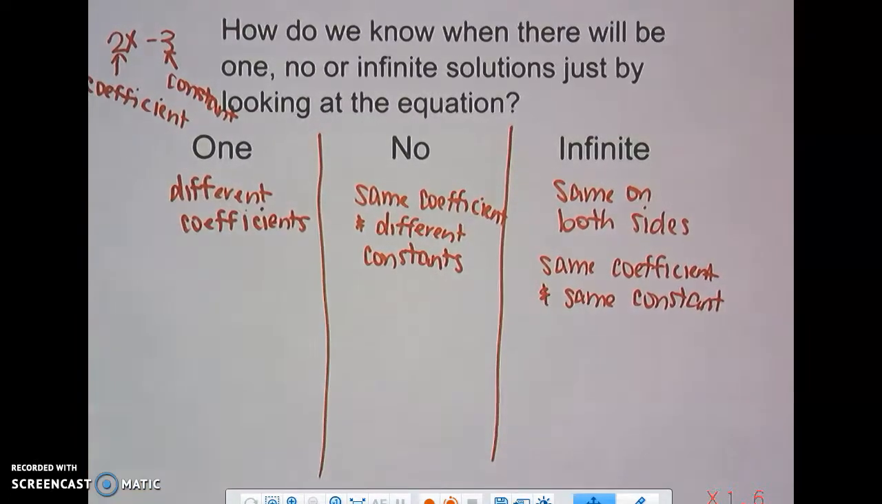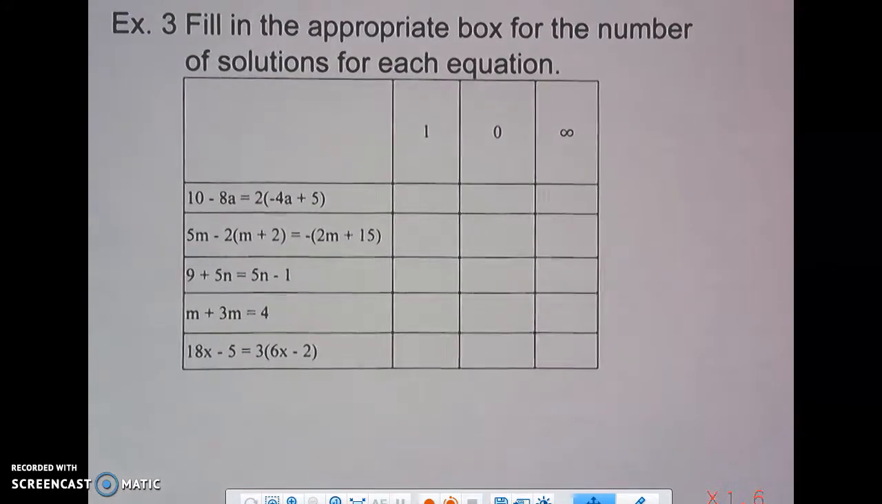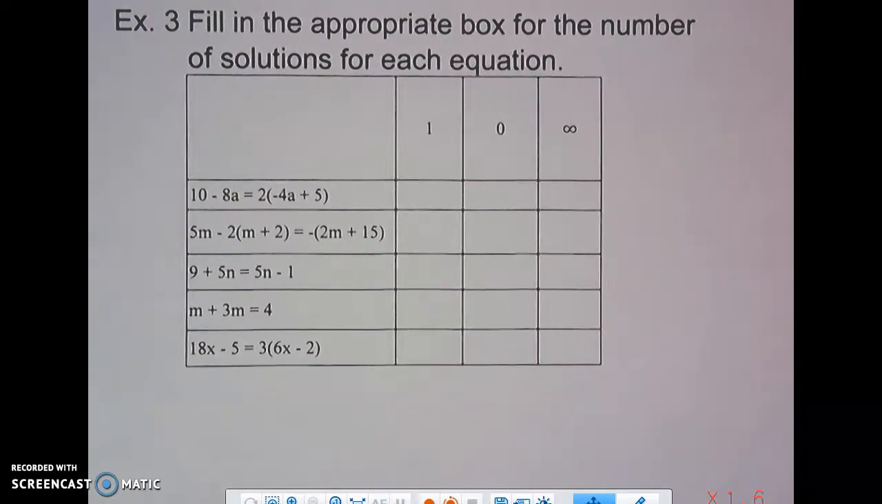The constants could be the same or not, and that doesn't really matter, but we just know that we need different coefficients for one solution. All right, we're going to take a look at a couple of different charts and the way that these questions could be asked. This seems like a very overwhelming process right now, but as long as you just take your time with it, we're going to be good to go.